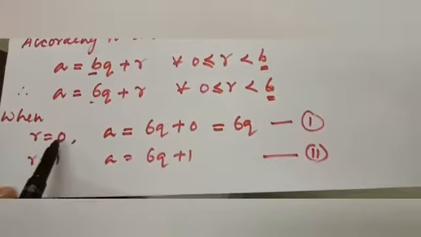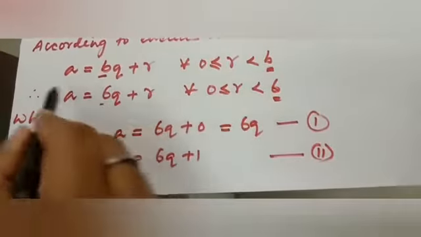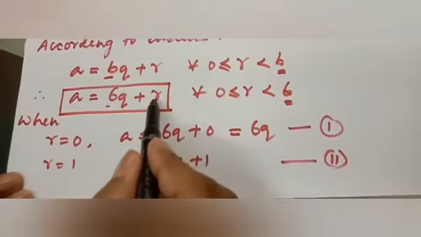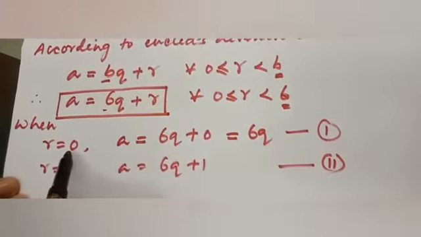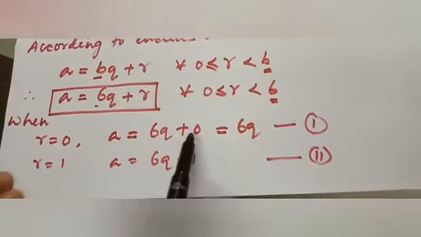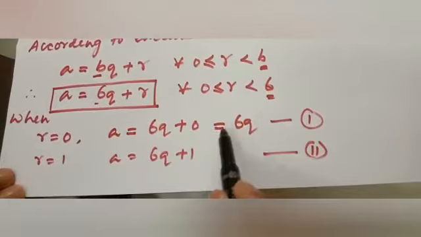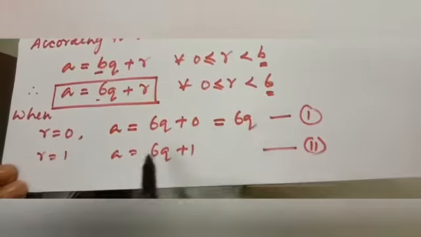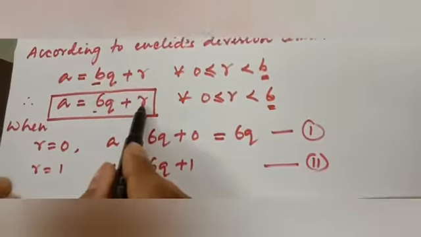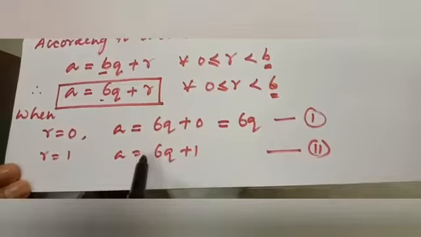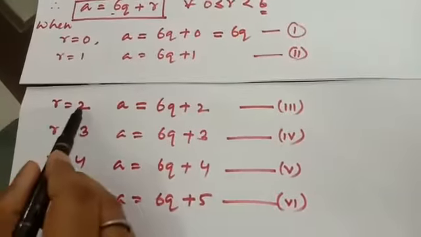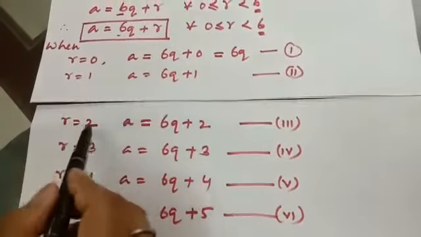When you take r equal to 0, put this value in this equation. So in place of r you are taking 0. So a becomes 6q plus 0, and 6q plus 0 is equal to 6q. Then take r equal to 1. So when you take r equal to 1, then a becomes equal to 6q plus 1. Now take r equal to 2. In place of r put 2.